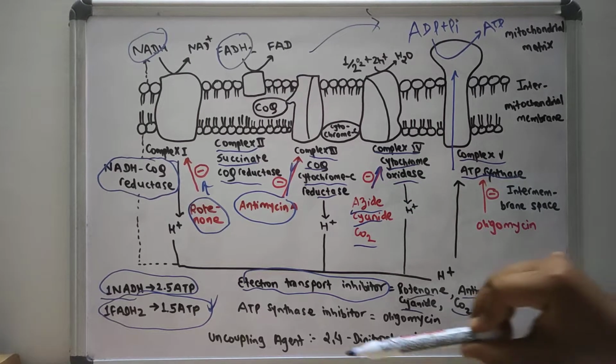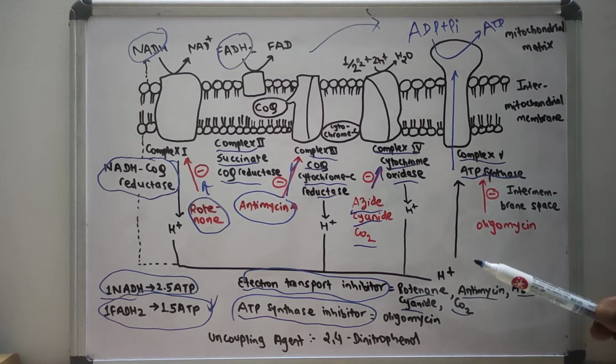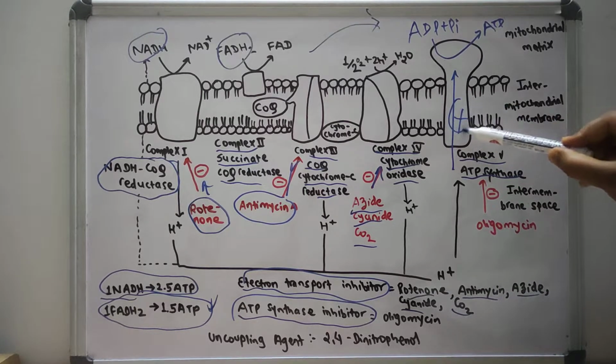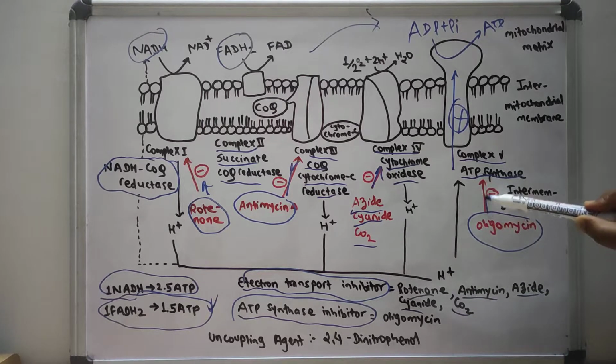Now let us discuss the ATP synthase inhibitor. The ATP synthase inhibitor directly inhibits the mitochondrial ATP synthase, causing an increase in proton gradient. So no ATP is produced because electron transport stops. Oligomycin is the inhibitor of complex 5, the ATP synthase.